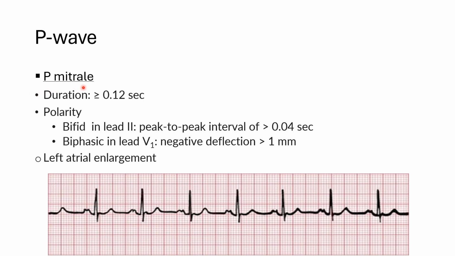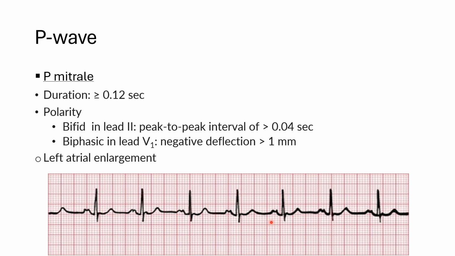P mitral. P mitral ECG findings are due to left atrial enlargement. Left atrial enlargement may be due to mitral valve stenosis or systemic hypertension. Duration of P wave greater than 0.12 second or 120 millisecond. Polarity bifid in lead 2. Bifid means two peaks. As you can see, bifid P wave, there are two peaks. Peak to peak interval of greater than 0.04 second.